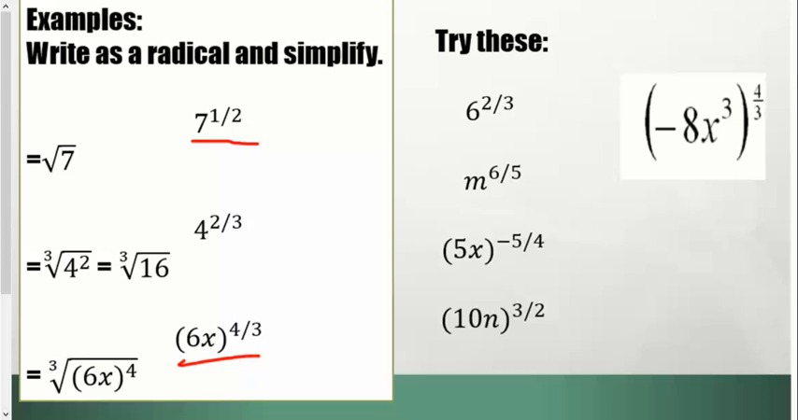Okay, so what I would like you to do is to try these out real quick. Try to write it from exponential form to radical form. Go ahead. Pause the video here and I'll show you what they all are.